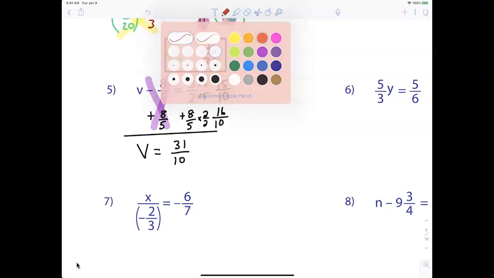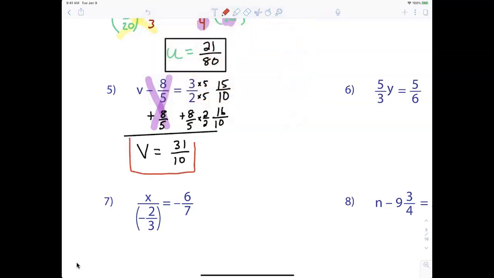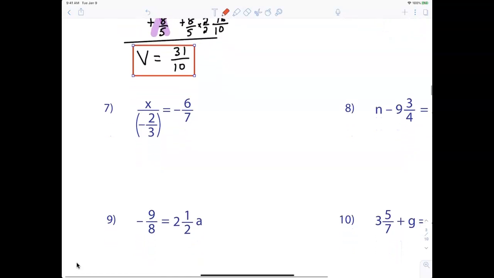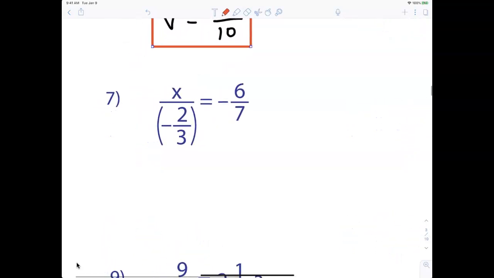Again, 31 over 10 is your final answer. We don't write it as a mixed fraction. We always, in algebra, leave it as an improper fraction. Okay? So now down here, we have a division problem.